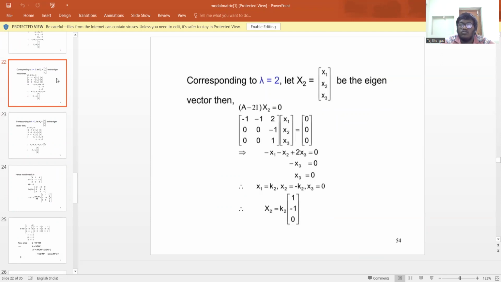Corresponding to lambda equals 2, let X2 equals [x1, x2, x3] be the eigenvector. Then (A minus 2I) X2 equals 0, that is [-1, -1, 2; 0, 0, -1; 0, 0, 1] times [x1, x2, x3] equals [0, 0, 0]. Minus x1 minus x2 plus 2x3 equals 0, minus x3 equals 0, so x3 equals 0, x1 equals k2, x2 equals minus k2. X2 equals k2 times [1, -1, 0].